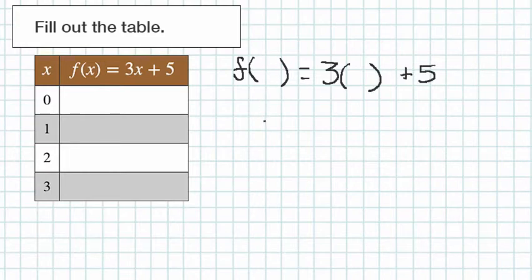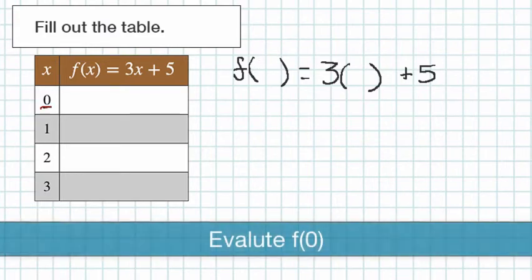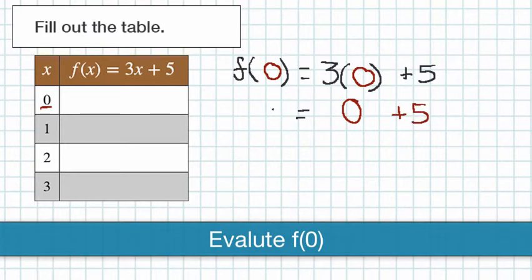So the input we want to put in for x, in this case, is 0. 0 in for x. So let's evaluate that. So 3 times 0 is, of course, 0. And we will still add 5. We now have an answer of 0 plus 5 is 5, and our output is 5. So when the input is 0, our output is 5.